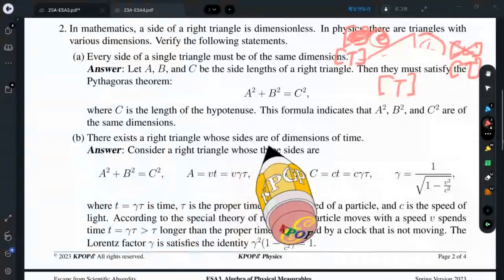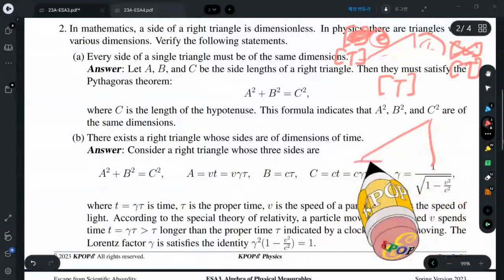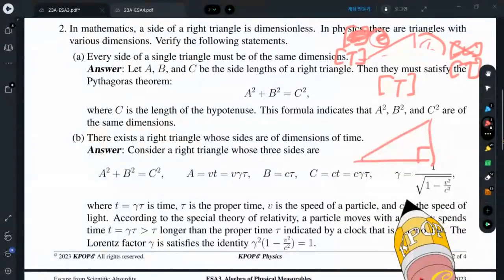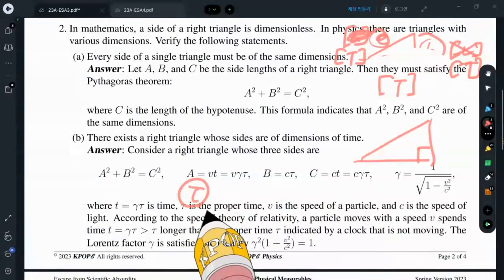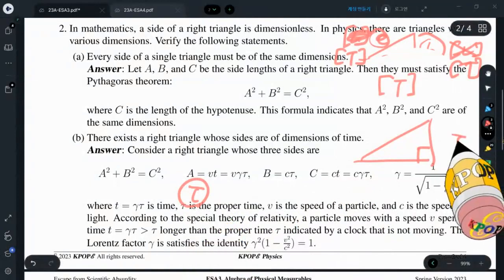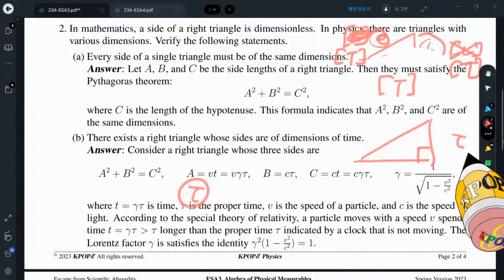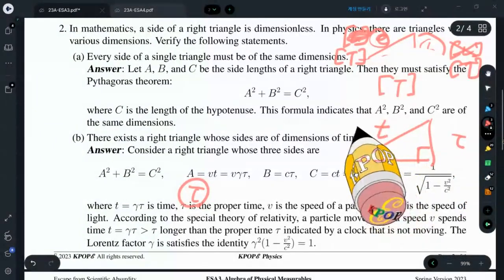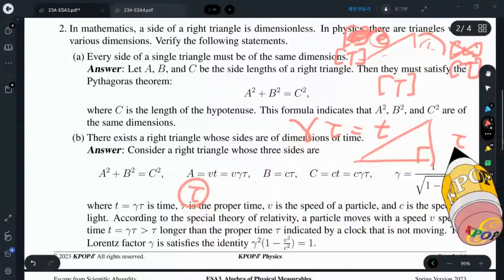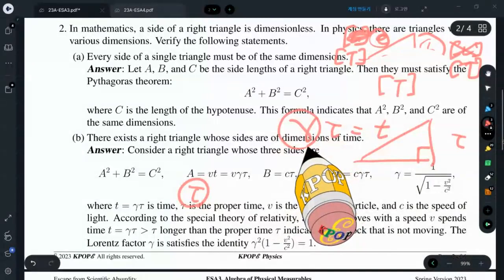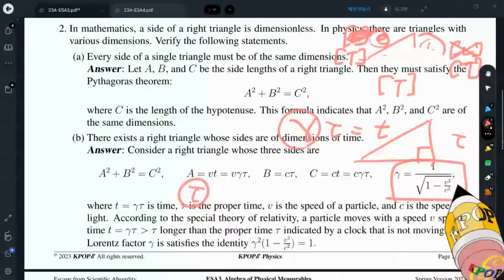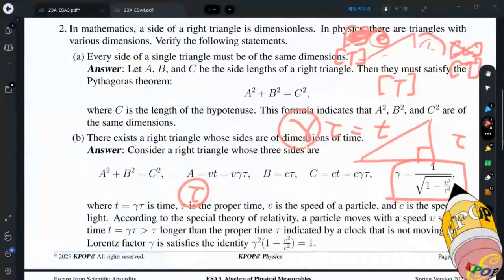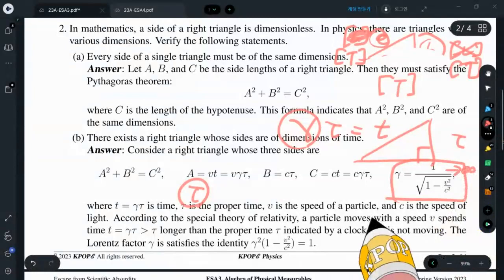So there exists a right triangle whose sides are of dimensions of time. For example, if you study the special theory of relativity, you learn time dilation from proper time that is measured by a clock that is fixed to an observer. We have time, proper time. However, the time varies depending on the motion. That is called the usual time, and the time is gamma multiplied by this proper time. What is the scaling factor? This scaling factor is called the Lorentz factor, and it becomes 1 when velocity is 0. However, if the velocity approaches the speed of light, it approaches infinity. It diverges.